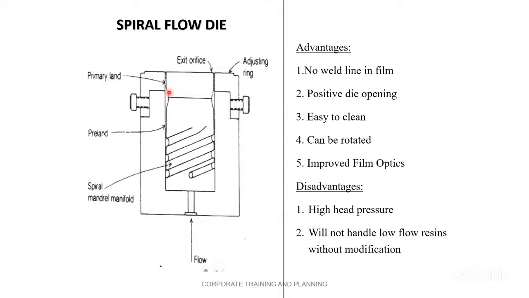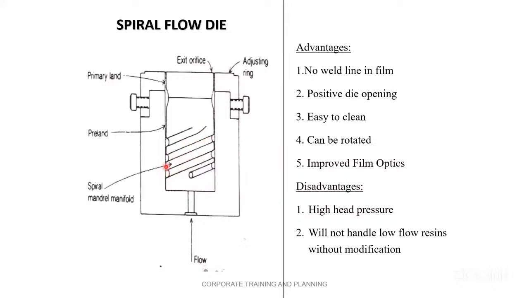Spiral flow die. यह heat stable material के लिए बहुत काम आती है, right? For HDPE, high density polyethylene. See now, these are the centering screws here. See, material gets fed here from the bottom. Here are some grooves, spiral mandrel, manifold die. It's called a manifold die also.